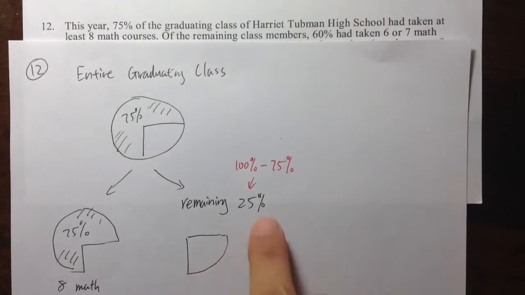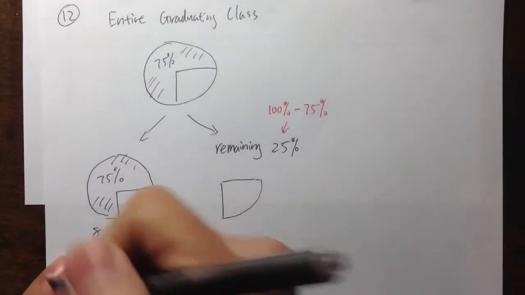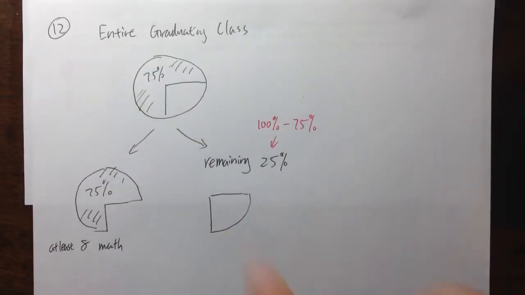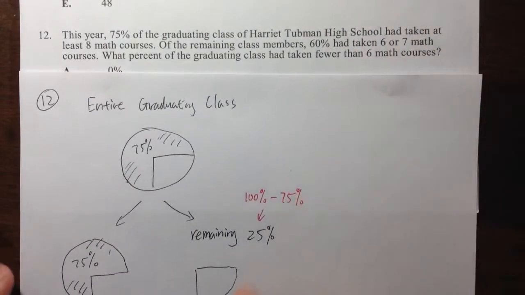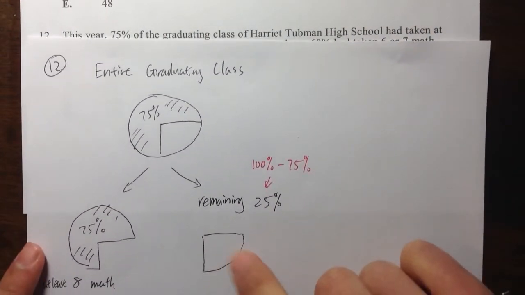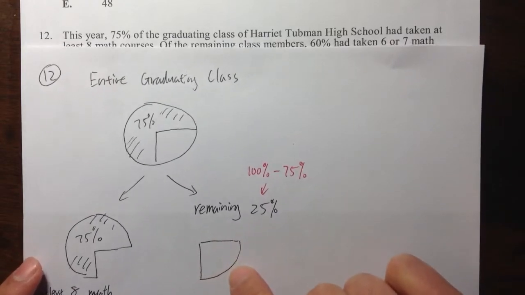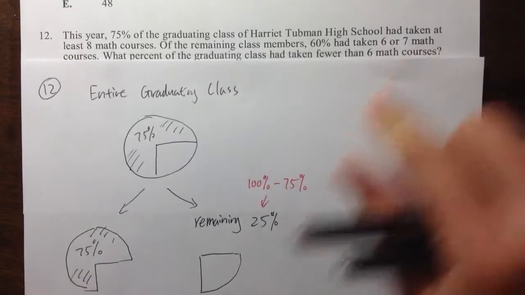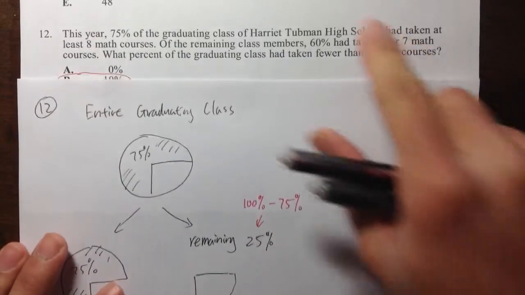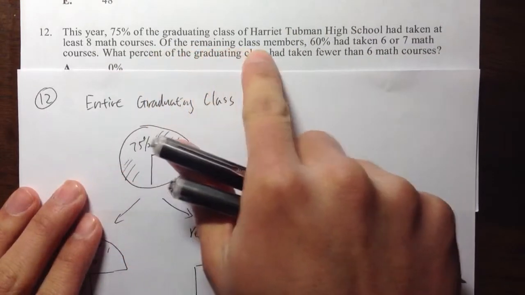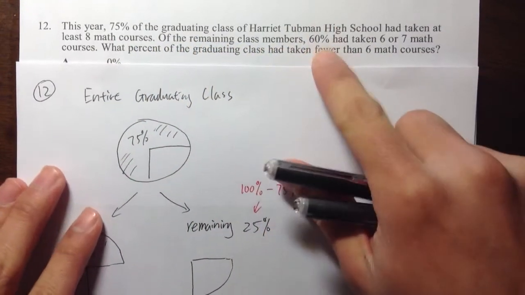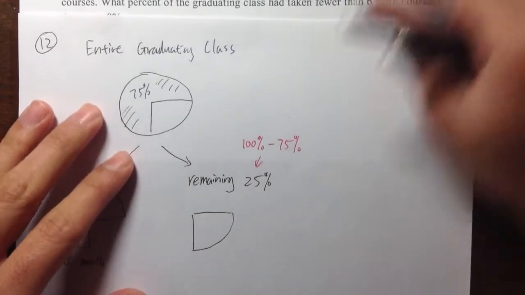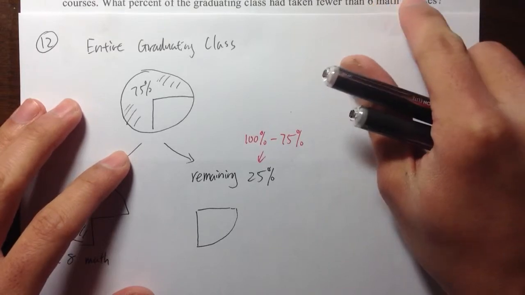Okay, so the remaining students, of course, took less than 8 math classes. This 25% of the students, they took less than 8 math classes. Okay, so of the remaining class members, as we can see, it says 60% of these students had taken either 6 or 7 math classes.